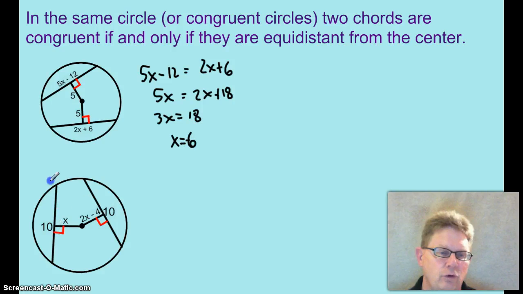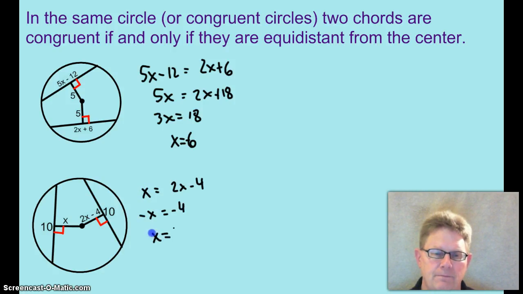Or if you know that two chords are congruent to each other, then they have to be equidistant from the center. So x equals 2x minus 4. Subtract 2x from both sides. Multiply by -1. Okay. Some cool theorems about chords in a circle. This will conclude lesson 10.3 Properties of Chords.